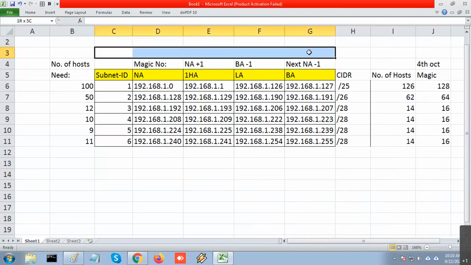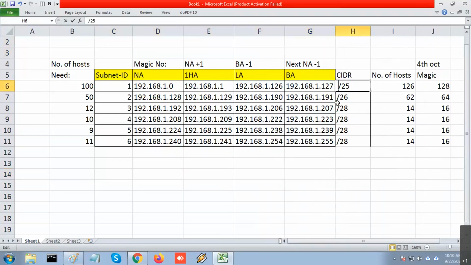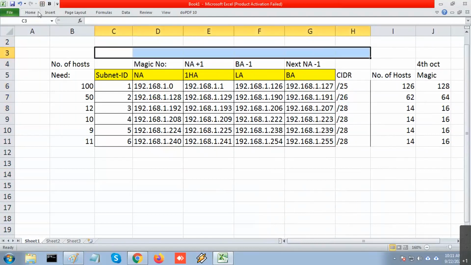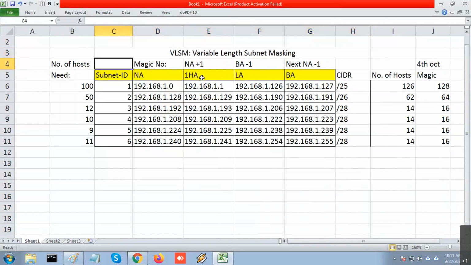This is called VLSM, variable length subnet mask. So what I taught you now, why do we say variable length subnet masking? The first is /25, second is /26, third is /28, and so on. Like that, the length of the subnet will be changing. Understand? Yes. So what I taught you now is VLSM. If you go to real time, you will see it like this only. Okay, VLSM, variable length subnet mask.